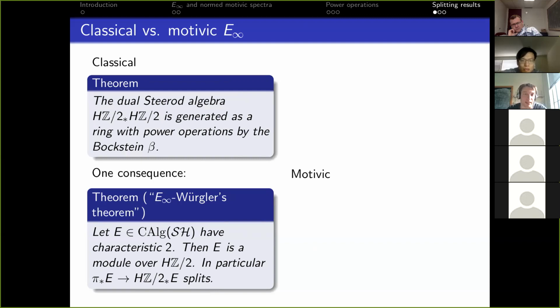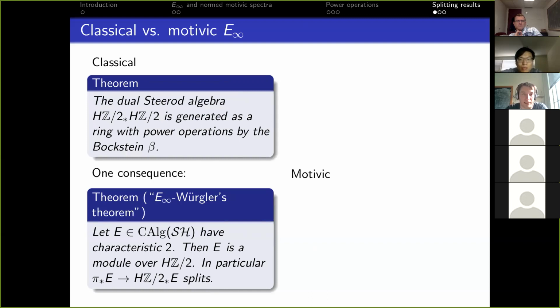Wörgler theorem which replaces E in CAlg of SH by E in CAlg of the homotopy category of SH. So if you just take a homotopy commutative ring spectrum with the same assumptions, then the same conclusion holds. So that's much stronger and also quite a lot more difficult to prove. But okay, so here's the weak theorem, which I think is also interesting.